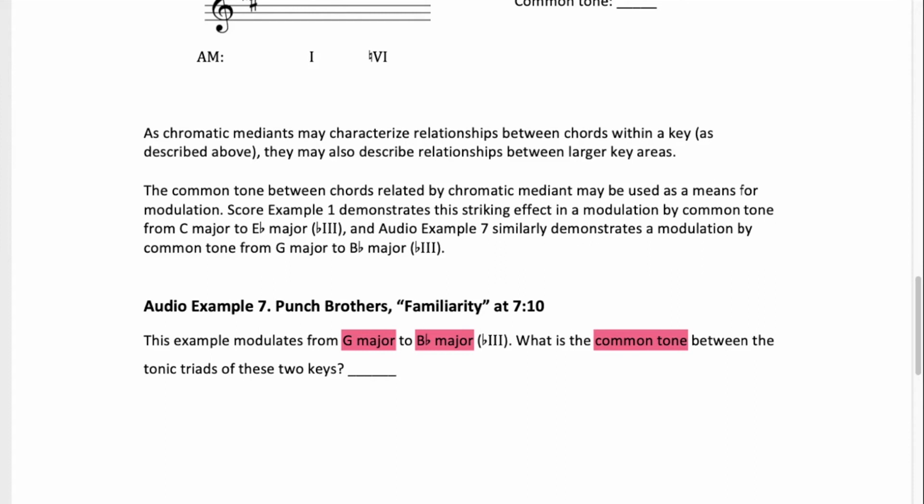That moment is just so beautiful when Chris Thile sings that D that creates the glue between the two key areas.